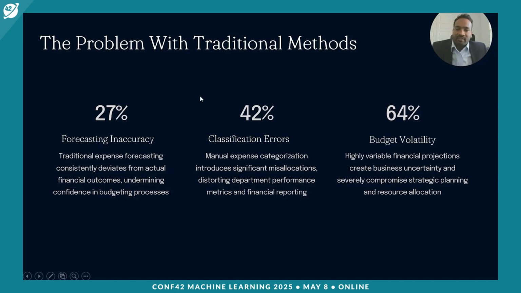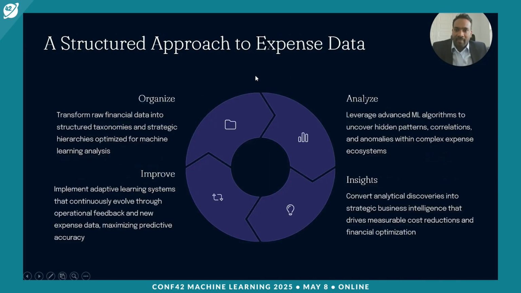So what is that smarter approach? Let's just get there. This approach is categorized into 4 different steps, and it's a sequential, iterative process, starting with organizing your raw financial data, which includes your expense data, into structured taxonomies and strategic hierarchies, which make it an optimal setup for machine learning analysis.